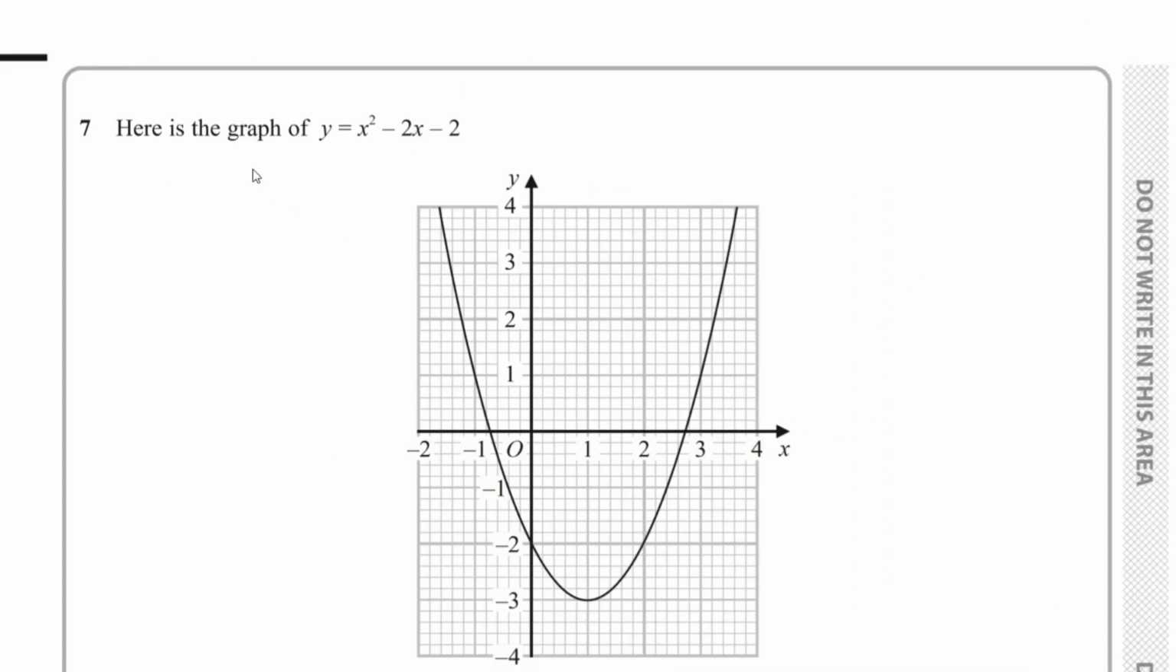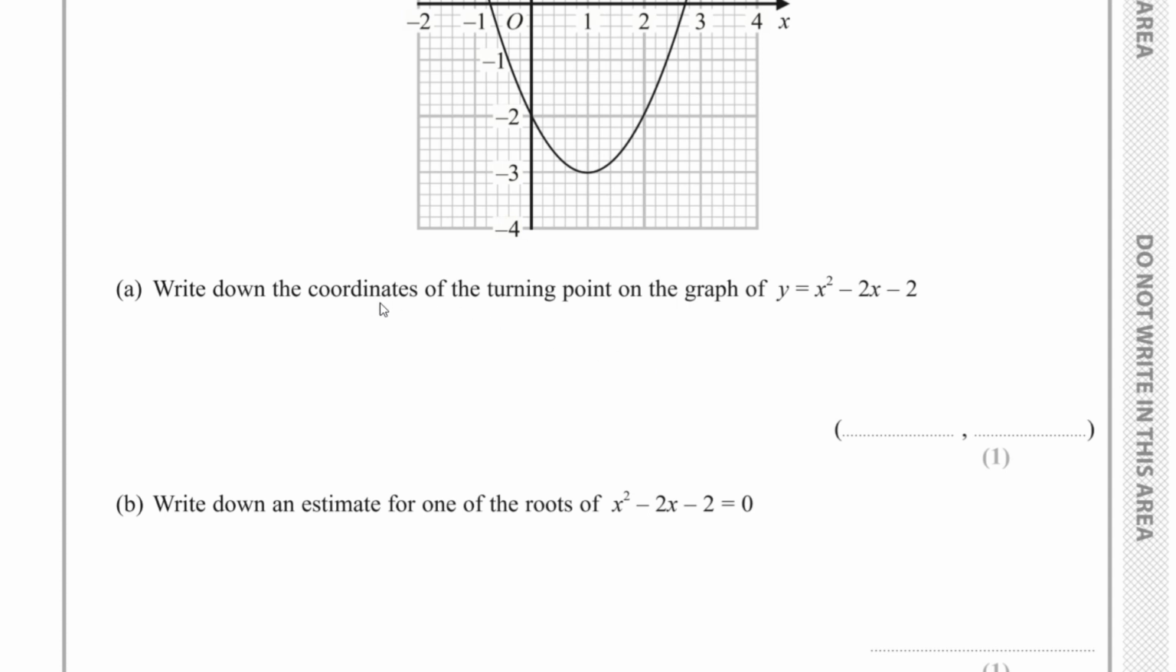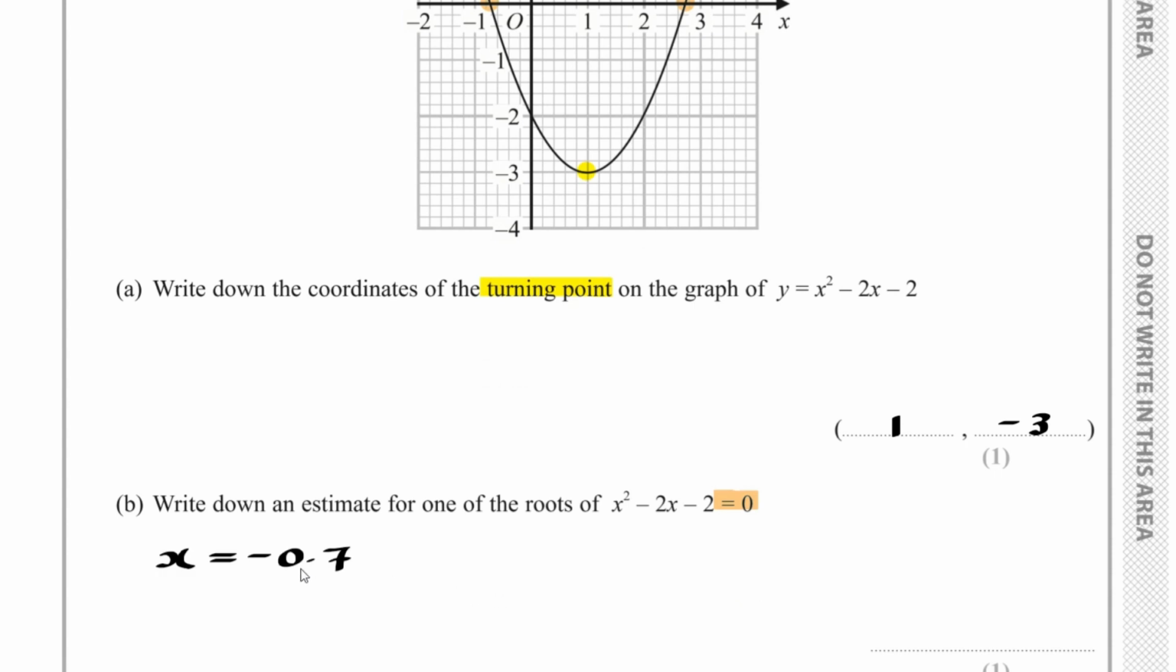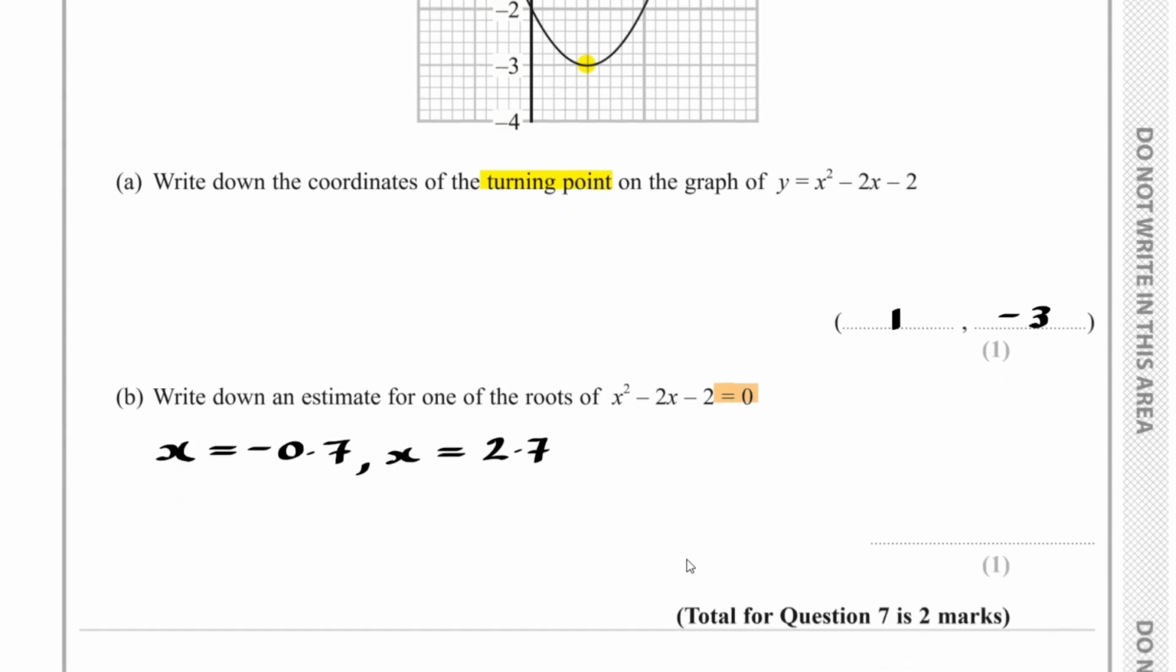Question number 7. Here is the graph of y equals x squared subtract 2x subtract 2. For part A, we have to write down the coordinates of the turning point. Well, the turning point is here, and this has got coordinates 1, negative 3. Part B, we have to write down an estimate for one of the roots of x squared subtract 2x subtract 2 equals 0. We need to find where the graph equals 0, and the graph equals 0 here and here. The values of those are negative 0.7 and 2.7. We only need to write down one of these, so let's write down the negative 0.7.